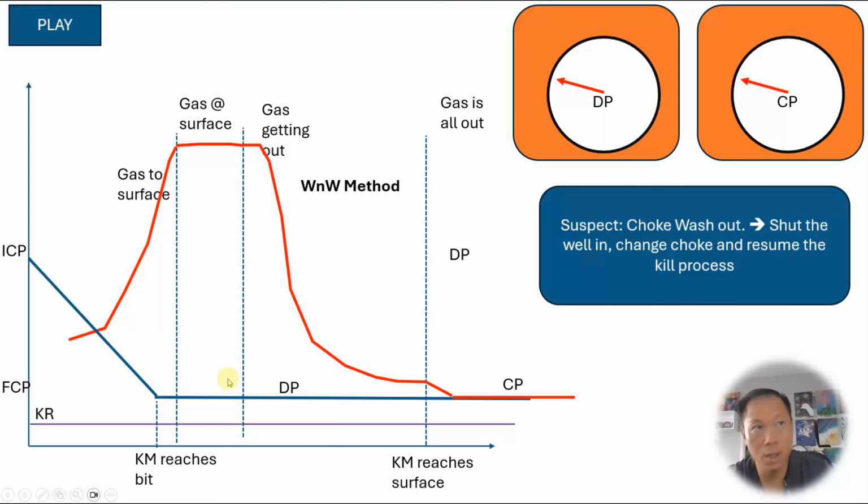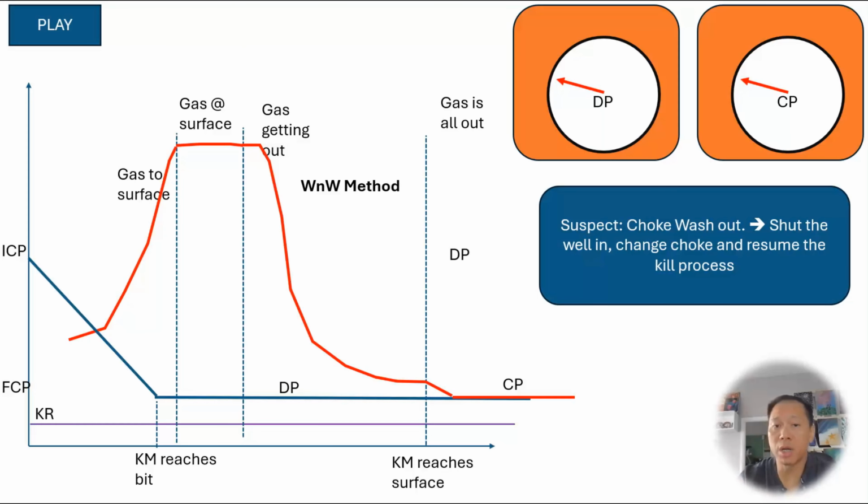Into the next stage, gas surface. Now, when gas surfaces, usually kill mud has already reached the bit, because the string volume is much smaller than the annulus volume. So you are holding the drill pipe pressure gauge constant on FCP. Now you know that the casing pressure gauge is maxed out. If the choke is washing out in this stage, the only thing you can tell is looking at the drill pipe pressure gauge, if it's dropping or not. But it could be masked by the event of a string washout.